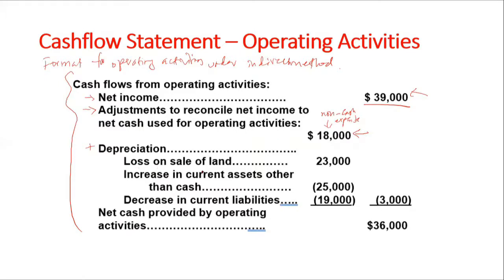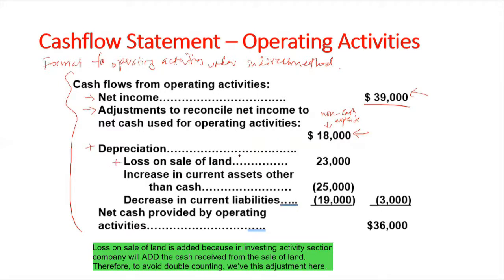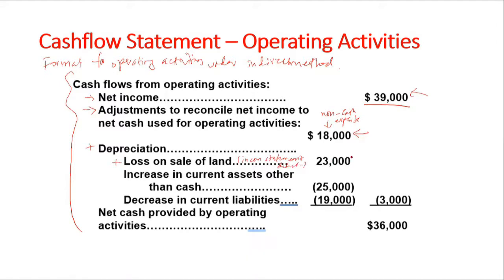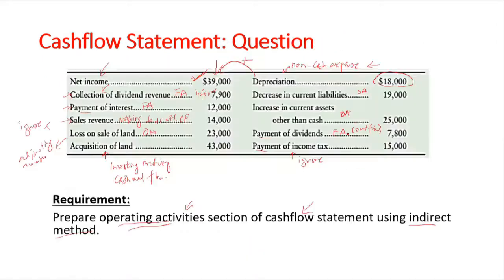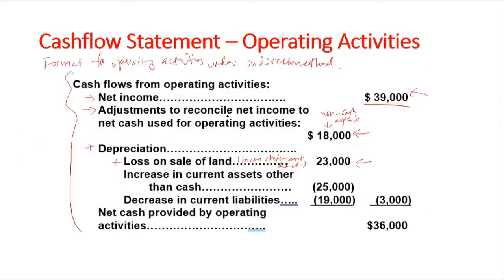Then we have loss on sale of land. We will add this number as well because it would have been deducted in the income statement. So in this cash flow statement, we will add this number. If you go back, this number is here, 23,000. So the loss on sale of land would be added to the operating activities section.